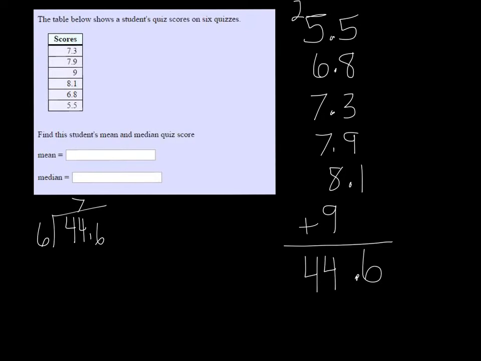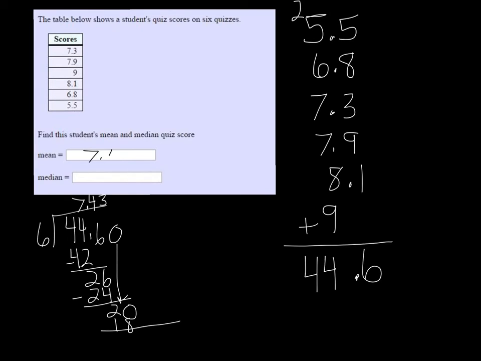So 6 goes into 44 7 times, with a remainder of 2. Bring down the 6. 6 goes into 26 4 times with a remainder of 2. And we can put a 0 here. 6 goes into 20 3 times, 18. And you can see we're just going to get repeating. It's just going to keep repeating there. So the mean is 7.43.